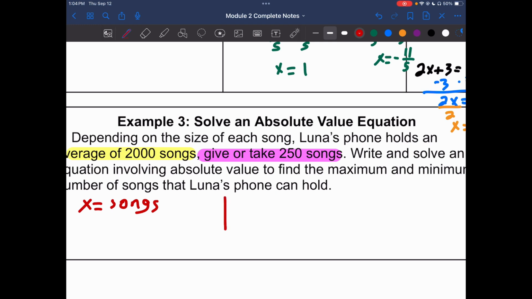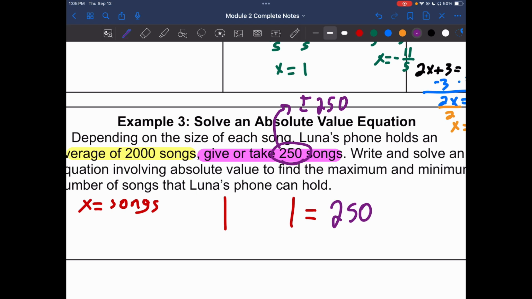Now, I know I need to write an absolute value that's going to be equal to something. Well, what does give or take mean? Give means add, take means subtract. So what we could say here is that this is going to be plus or minus 250. If it could be plus 250 or minus 250, that's telling us what our absolute value is equal to.